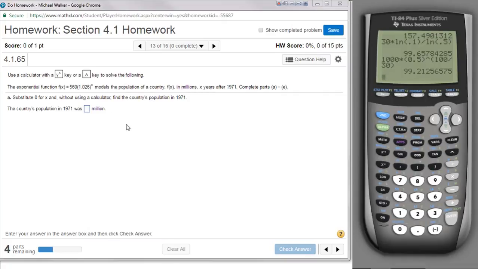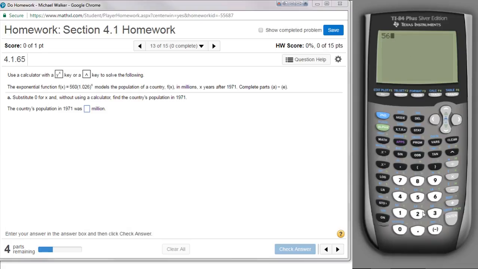Hey everybody, what we're going to do in this video is solve this problem. The exponential function f of x equals 560 times 1.026 to the x models the population of a country, f of x, in millions, x years after 1971. So, the country's population in 1971 was how many million? We're going to substitute 0 for x to find this.